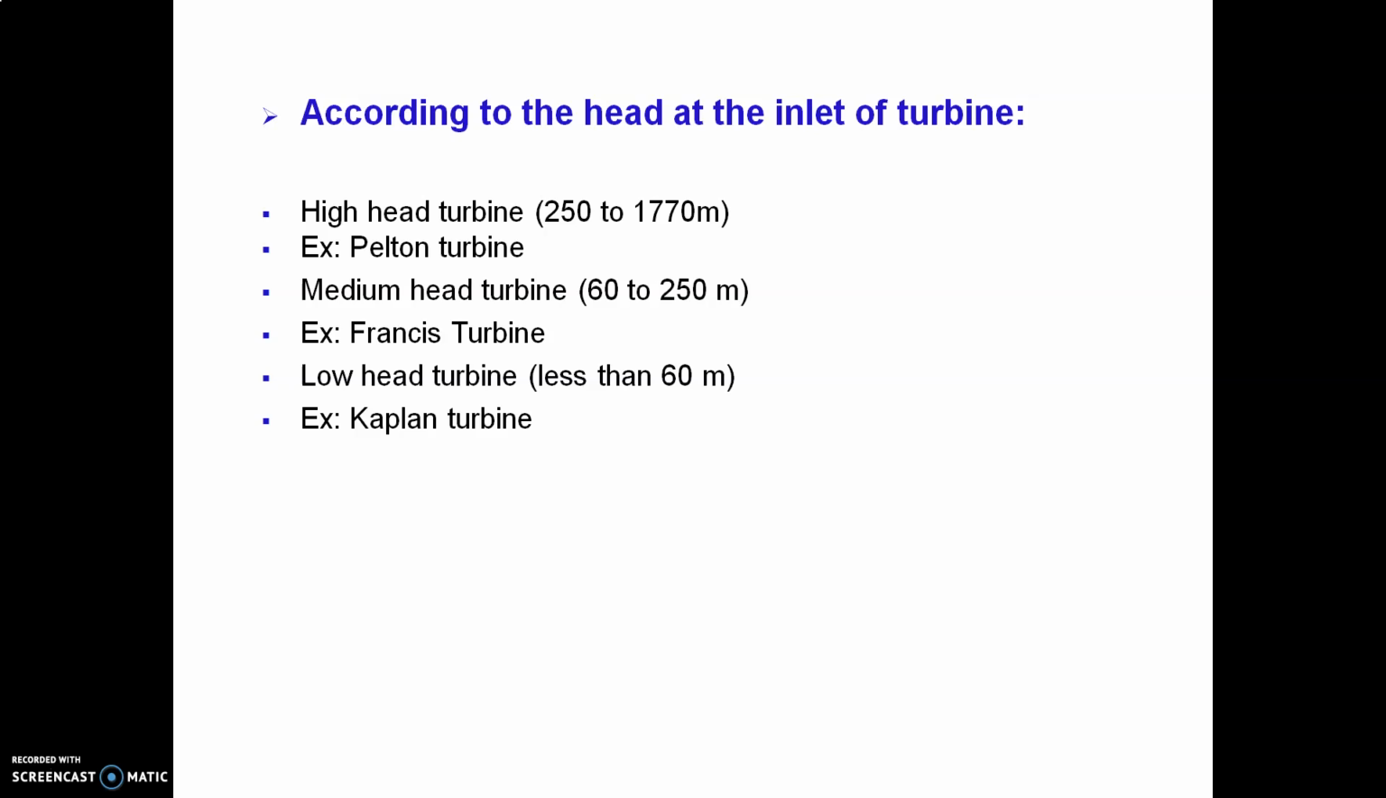Yet another classification of turbine is based on the head available at the inlet of turbine. The first one, you are having high head turbine, in which the head varies from 250 meters to 1770 meters, and the example is Pelton turbine. Then we have the medium head turbine, for which the head varies from 60 to 250 meters, Francis turbine as an example. And the third one will be the low head turbine, which is having a head of less than 60 meters, and example will be Kaplan turbine.